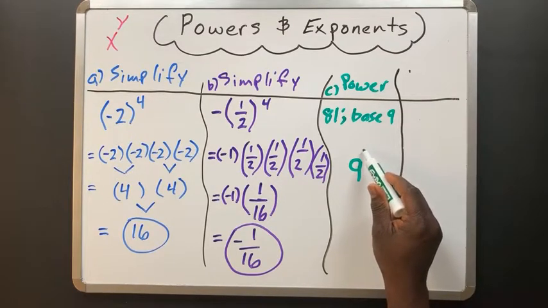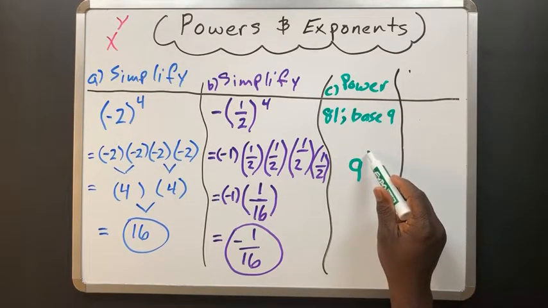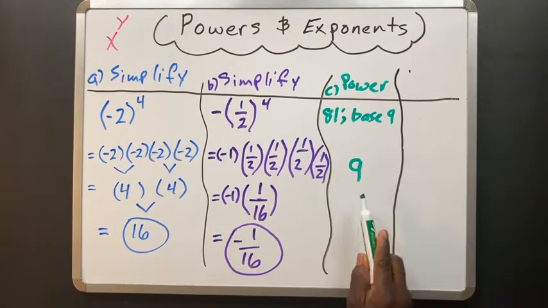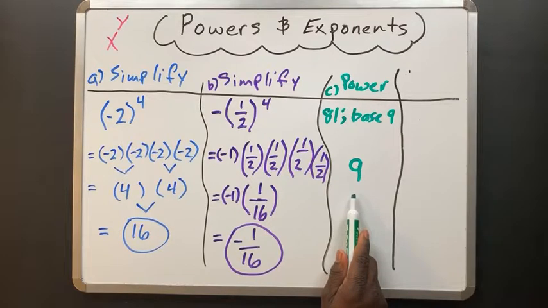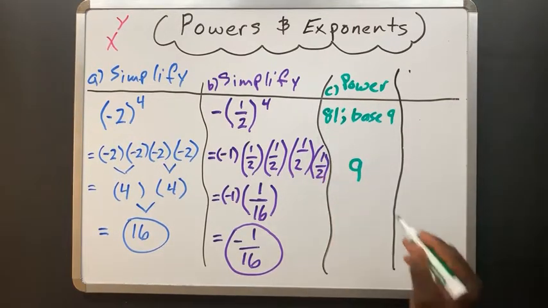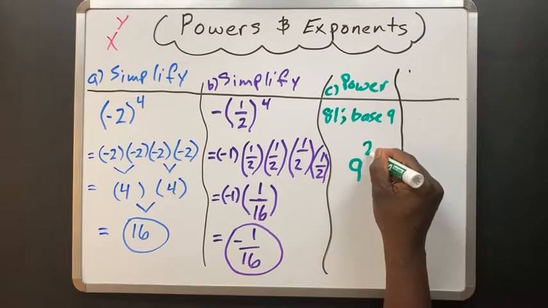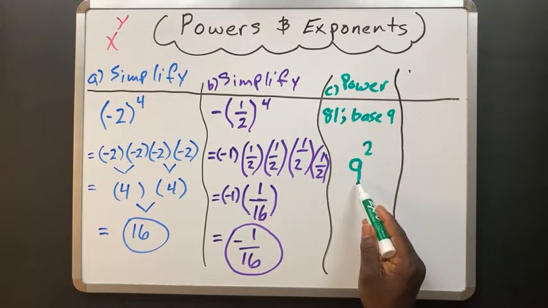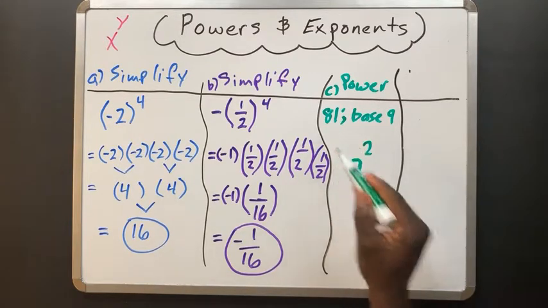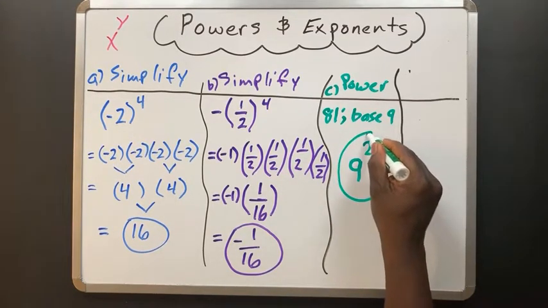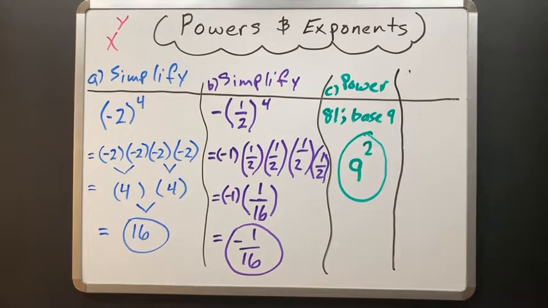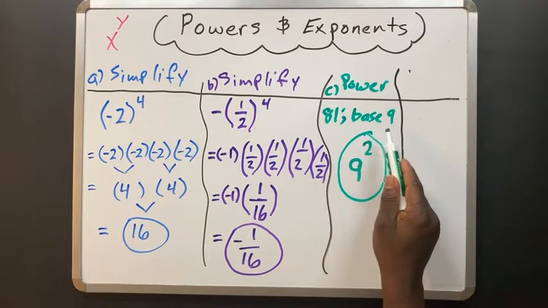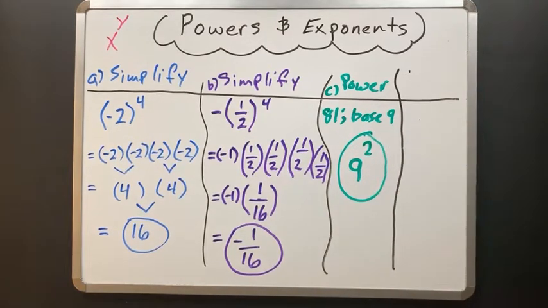The exponent that goes here gives us direction. It's a set of instructions. It tells us to multiply this base that number of times to equal 81. So if I put 2 here, that exponent says multiply that base 2 times. 9 times 9 is 81, so there it is. This is the power that matches the criteria here, 81, and we have a base of 9.